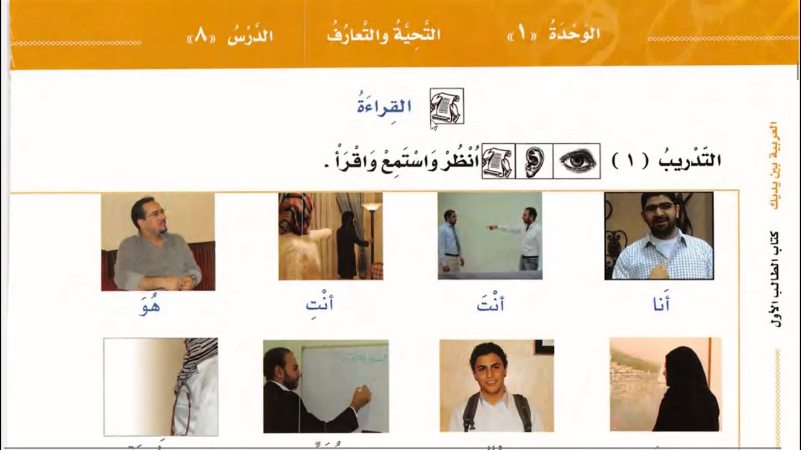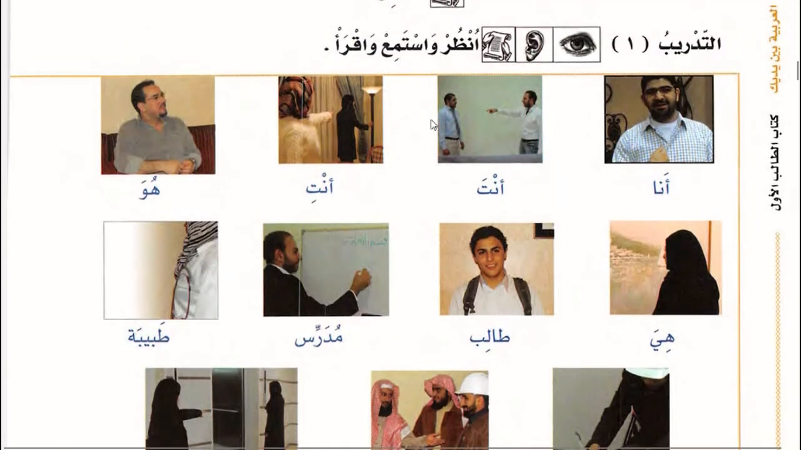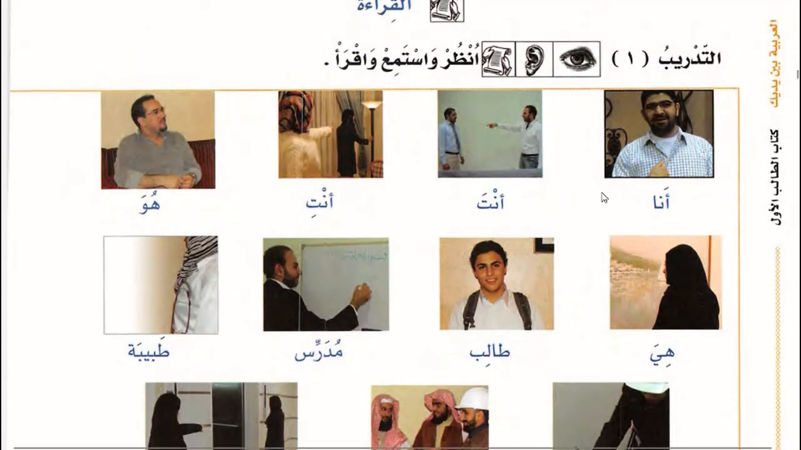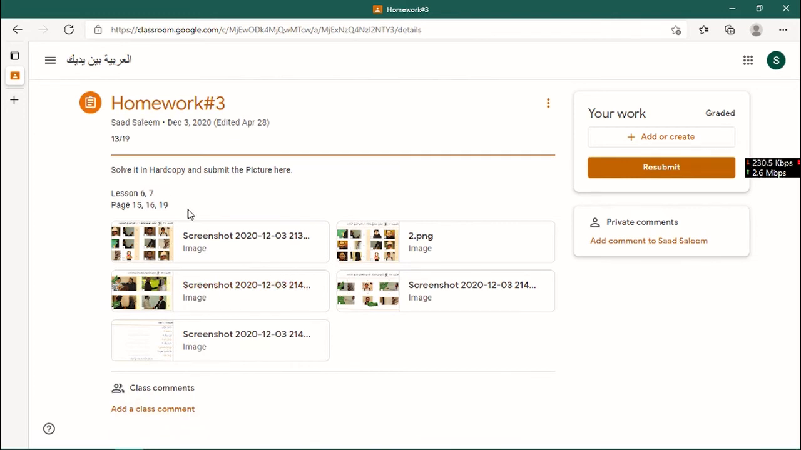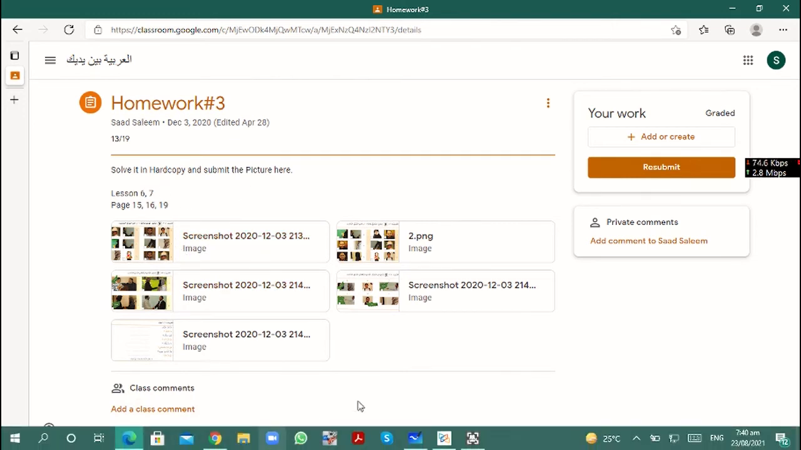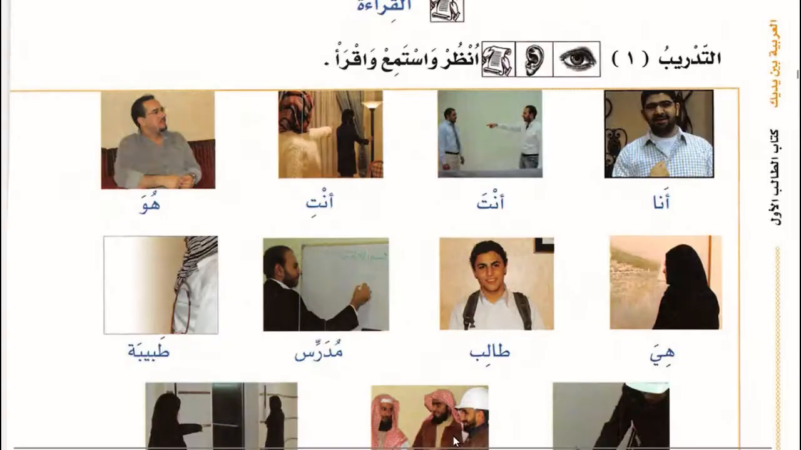Next we have Al-Qira'a, reading. So here he wants you to read these words. So I recommend you to write their meanings, and I recommend you to submit it to Google Classroom. You will not find this here in homework number 3. Here some pages are mentioned, so you will not find it here, but still I recommend you to submit it here. So write your meanings on this and then submit them.